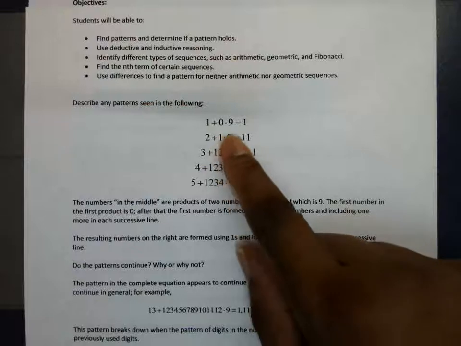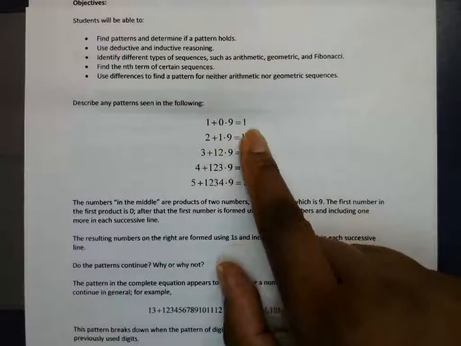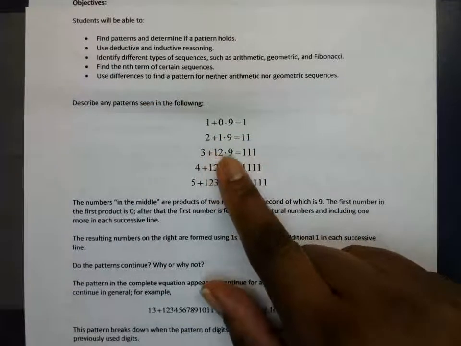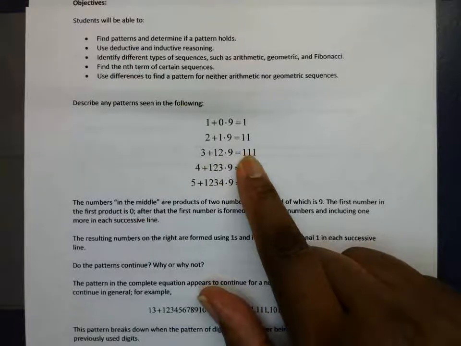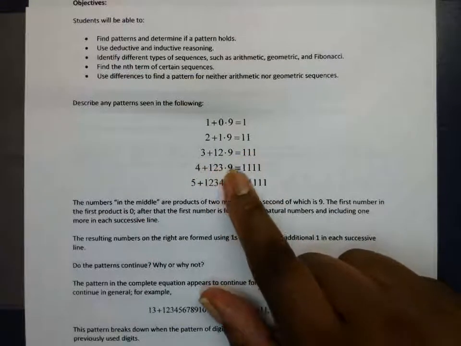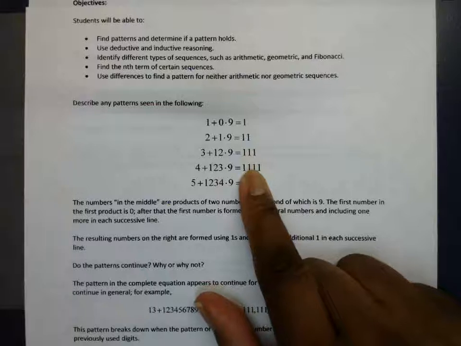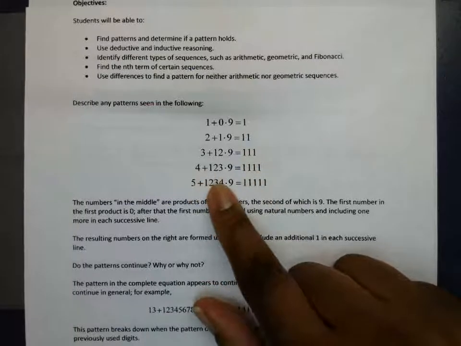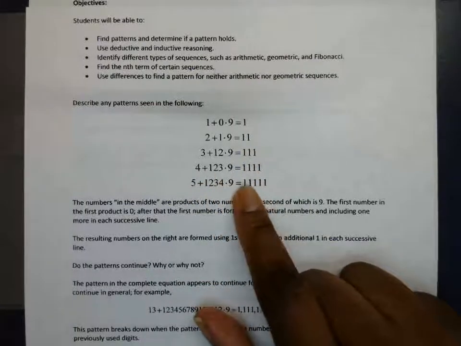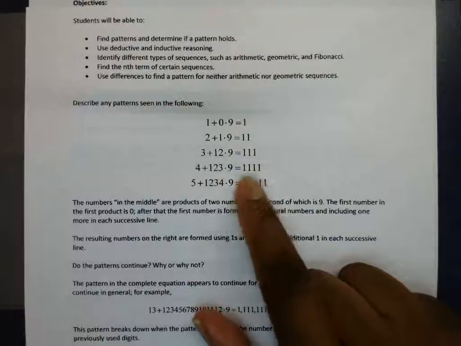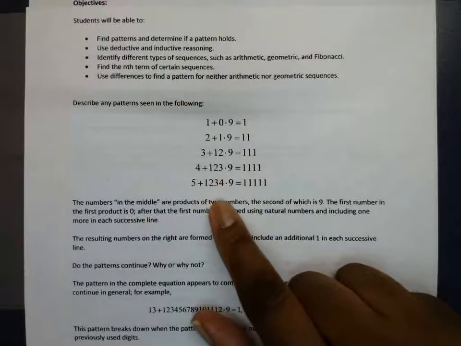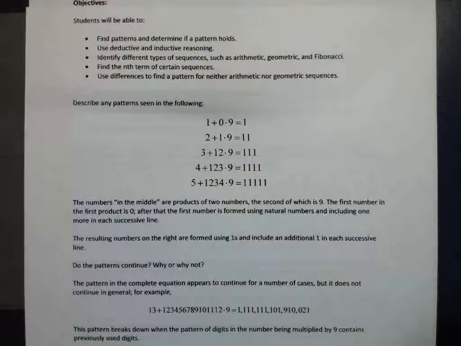Like 1 plus 0 times 9, that does equal 1. 2 plus 1 times 9 equals 11. 3 plus 12 times 9 equals 111. 4 plus 123 times 9 equals 1,111. 5 plus 1,234 times 9 will be 11,111.